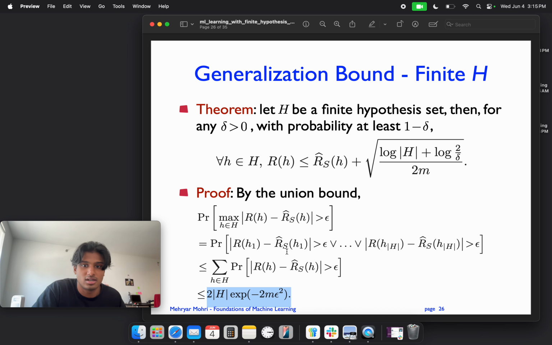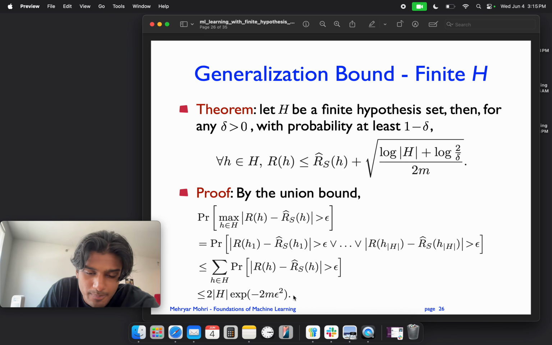I set this number to delta, I solve for epsilon, and what I get is that the risk is less than the empirical risk plus some square root of log(2|H|/delta) divided by 2m. How does this happen? Let's see. If I make this equal to delta, I take the 2 below, so it becomes delta over 2. I take the |H| below, so it becomes delta over 2|H|, and because of the exponential it becomes 2|H| over delta. So 2|H| over delta, and take the log of it.